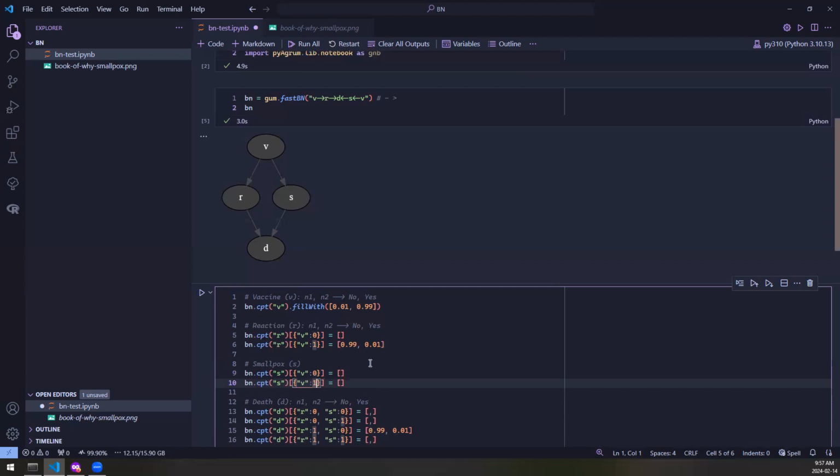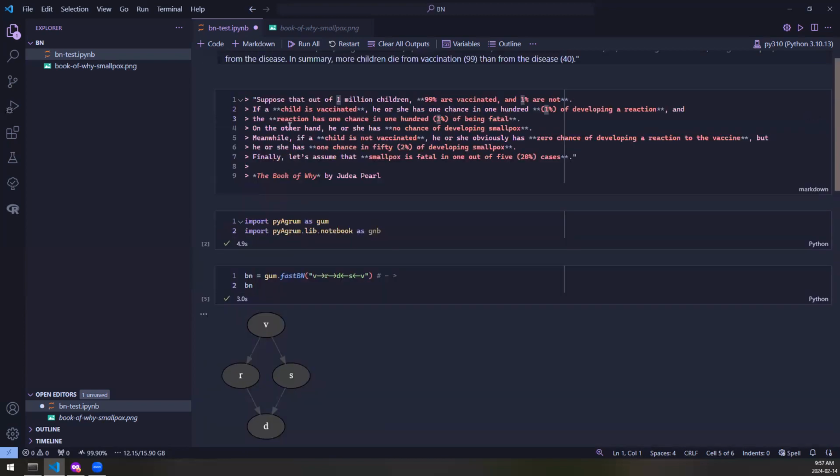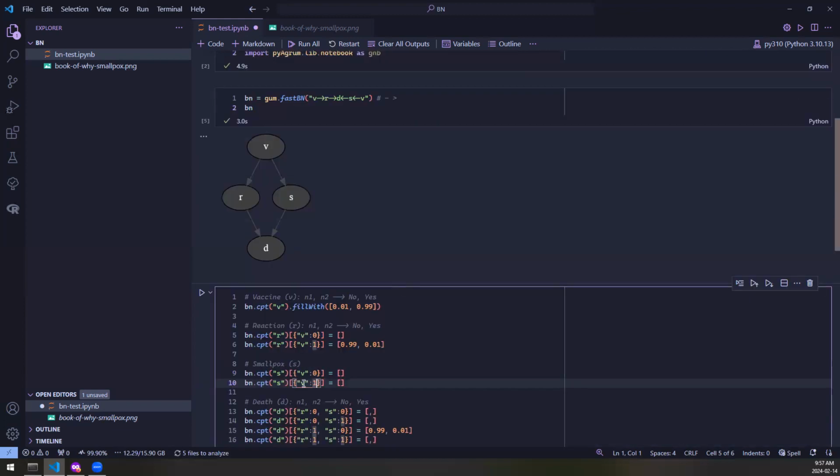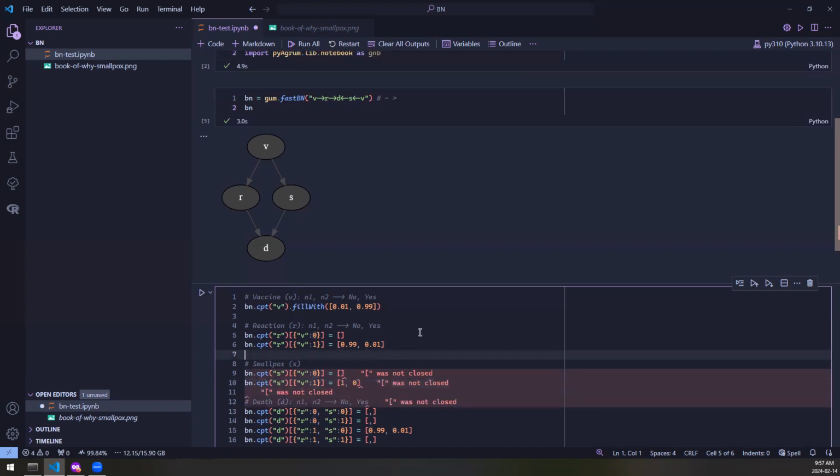Okay. Come back to the text. On the other hand, has no chance of developing smallpox. So that means the child is vaccinated, no chance of developing smallpox. The child is vaccinated, so no for smallpox is going to be 100%, and 0% for developing smallpox. That means if the child is vaccinated, no smallpox at all.